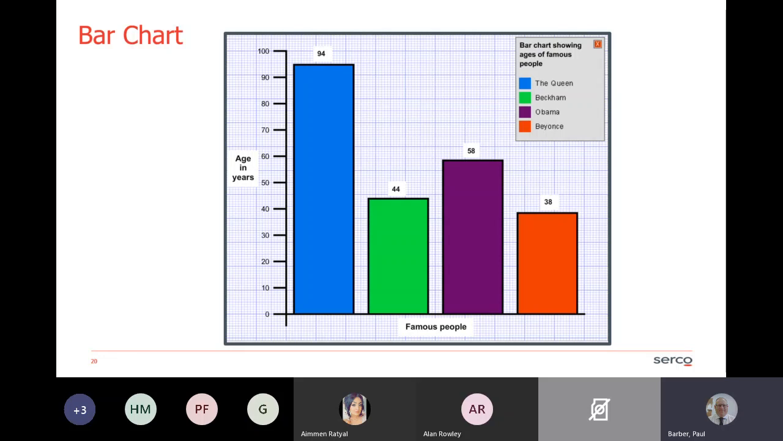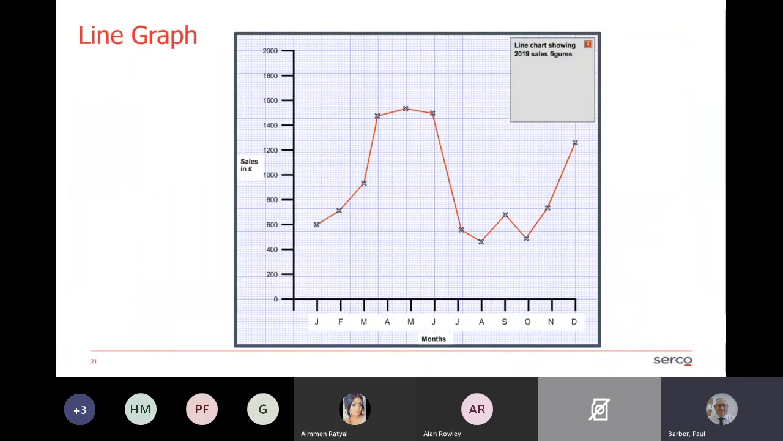The next one I mentioned is a line graph. Now, again, the setup of this is fairly similar. I've got months along the bottom. I've actually labelled the different months of the year. On the left-hand side, I've got sales figures in pounds. I've started from 0 and gone up to £2,000. And I've put a title, top right: line chart showing the 2019 sales figures.